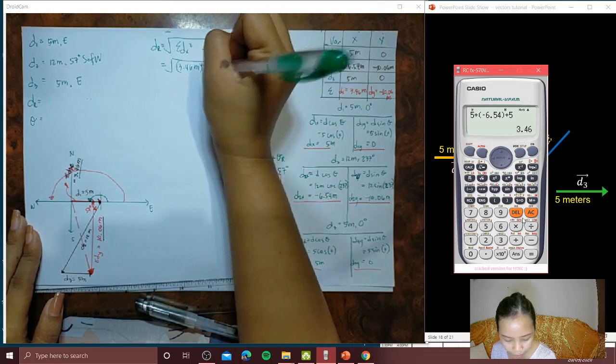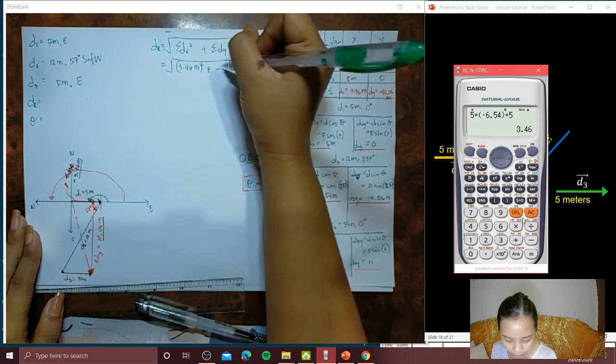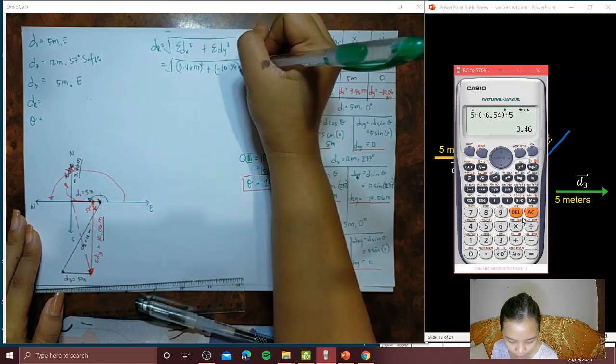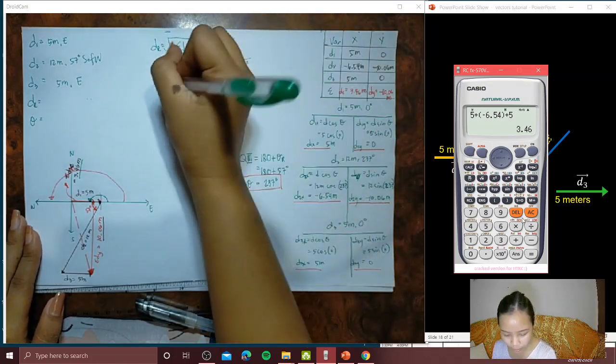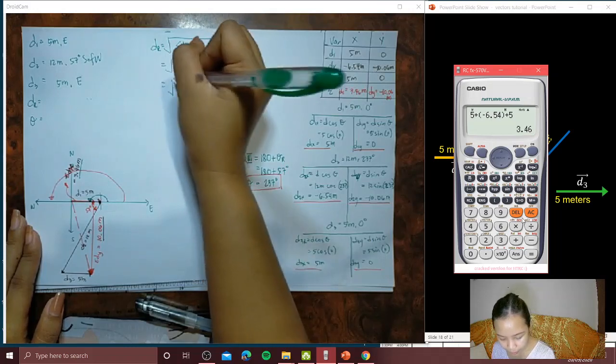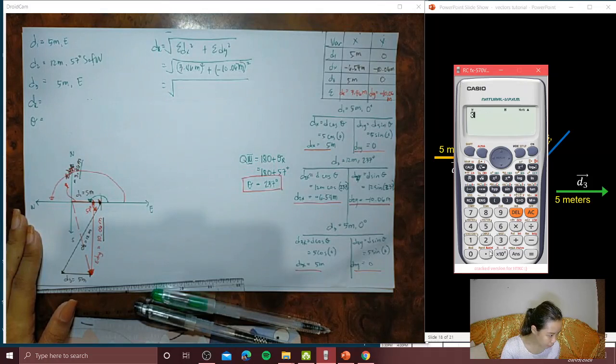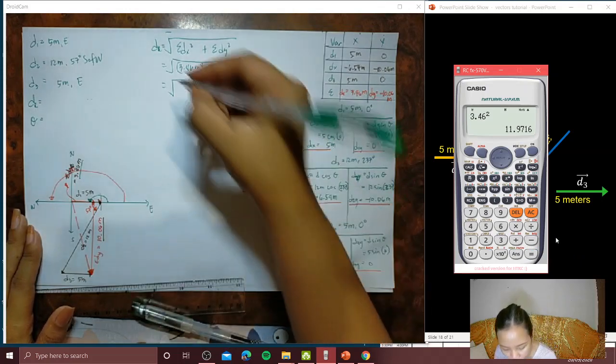Square the value plus negative 10.06 meters. And then you square the value. Okay, so after that, let us see how many is the value, what is the answer. So we have 3.46 squared. We have 11.97.